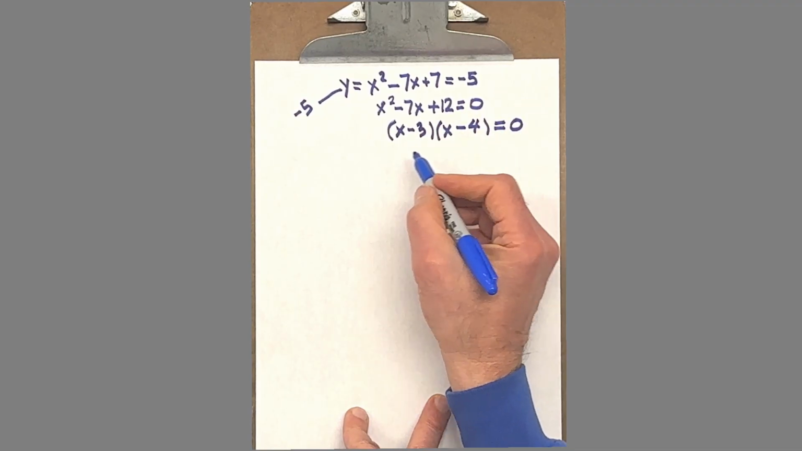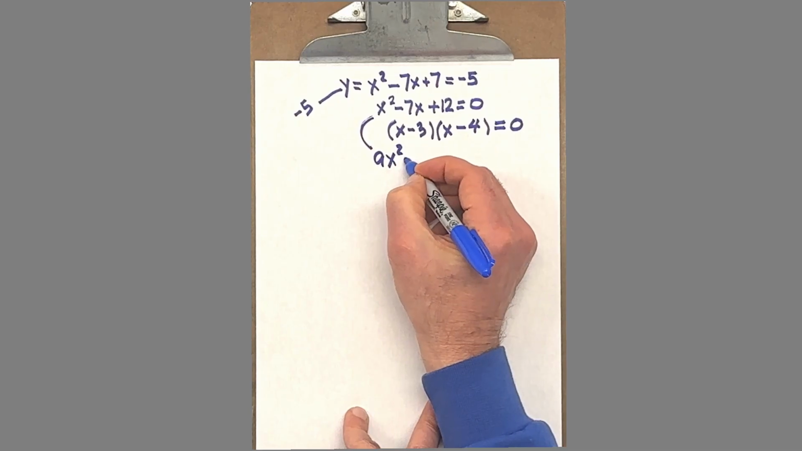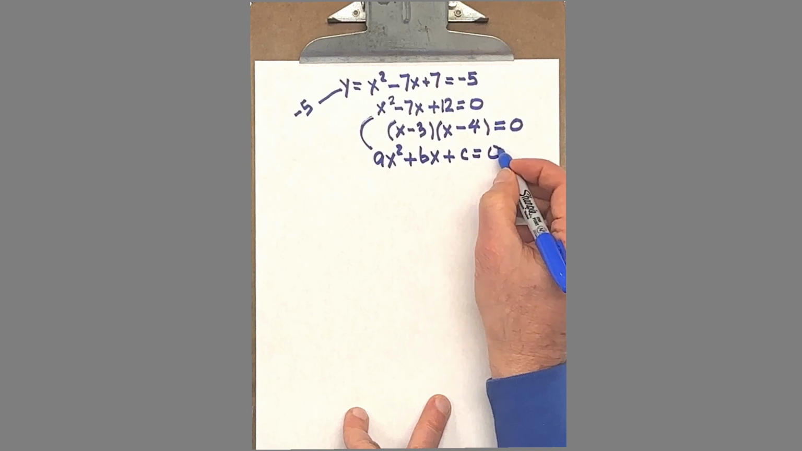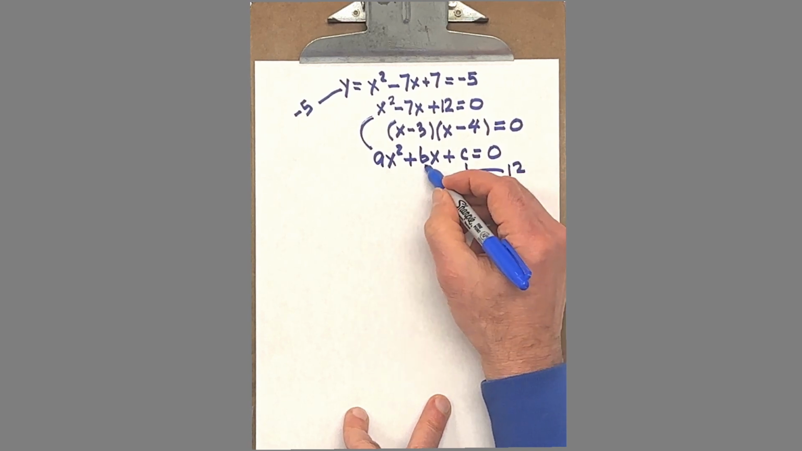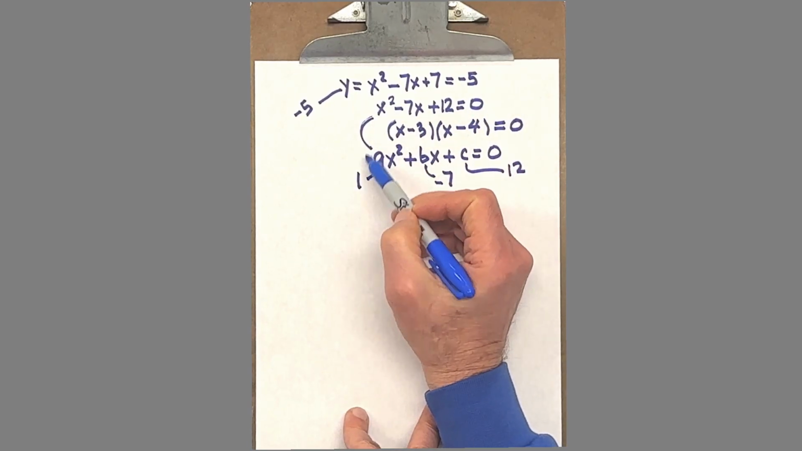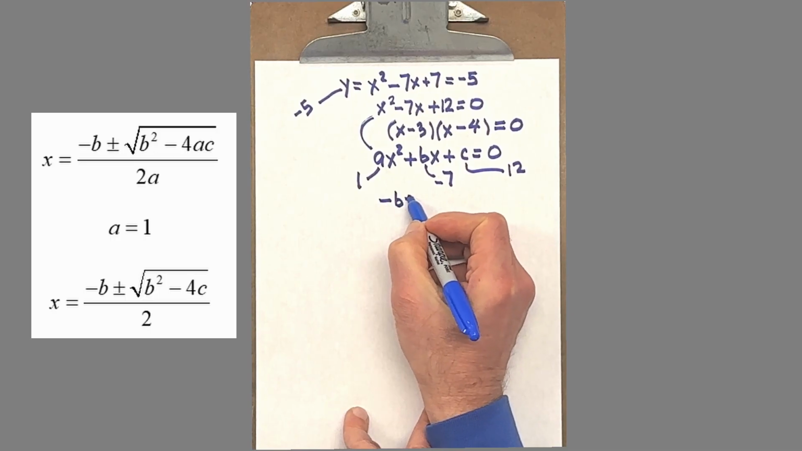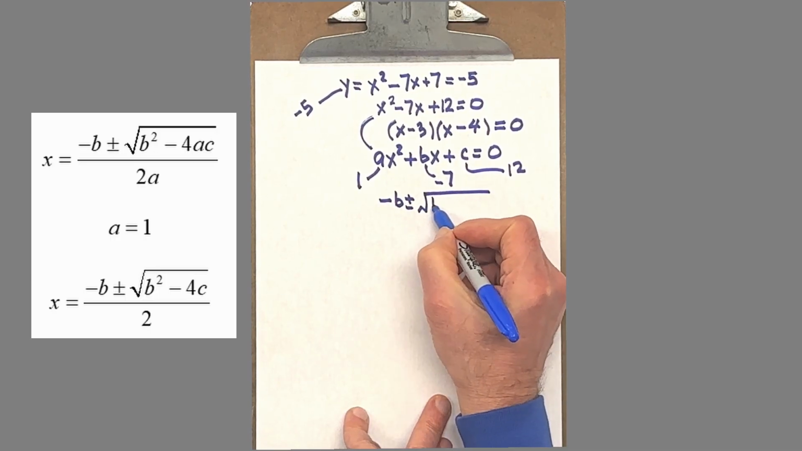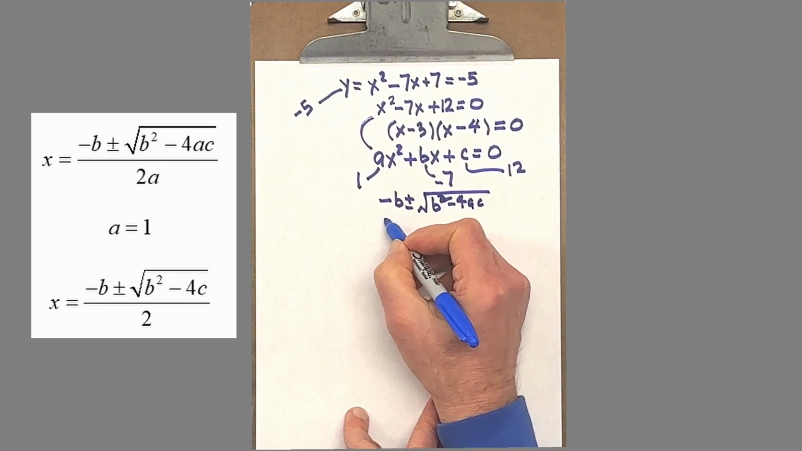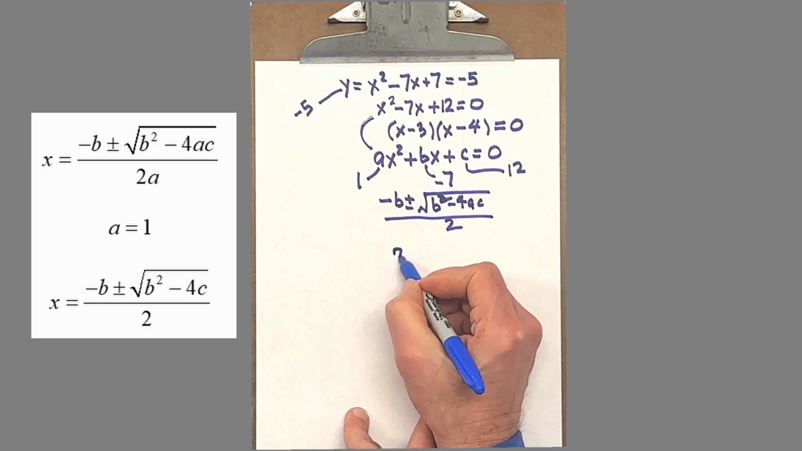All right, but say we didn't see that trick. Well, then we look at this equation of the form ax squared plus bx plus c equals 0, where the c is 12, the b is minus 7, and the a is 1. Comparing here, 1, minus 7 and 12. Then the formula is minus b plus or minus the square root of b squared minus 4ac, all divided by 2a. So the minus b would be a minus 7, that's a plus 7.